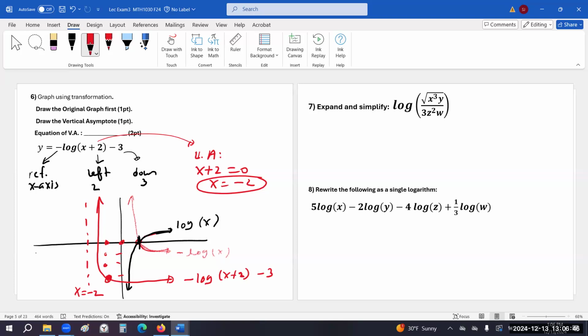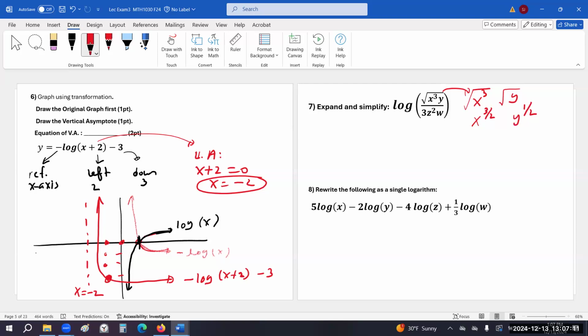That means as long as they are under the same radical, they share the same radical. So we have on the top x cubed square root and y square root. Here's the example: square root of y. So we are going to rewrite them. 3 power and 1 power.